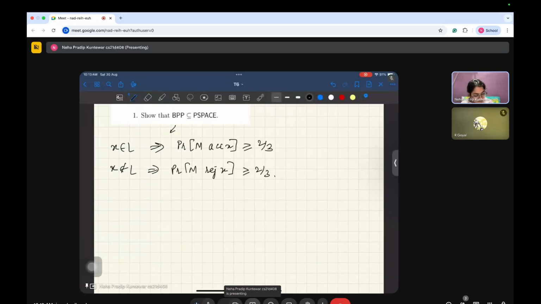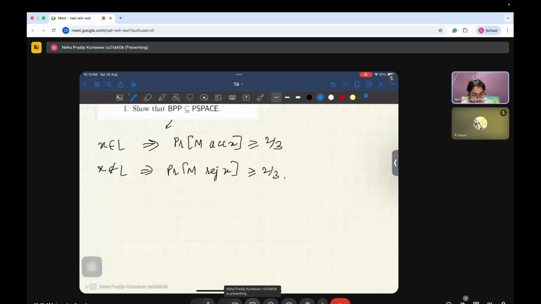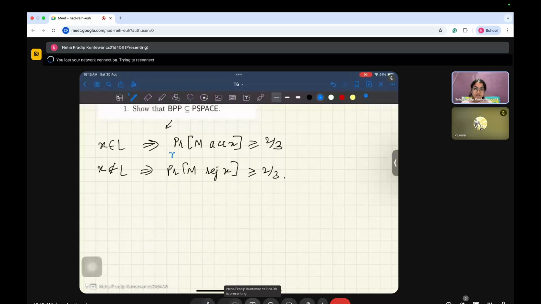Okay, so notice that we have this probability over some random bits here.